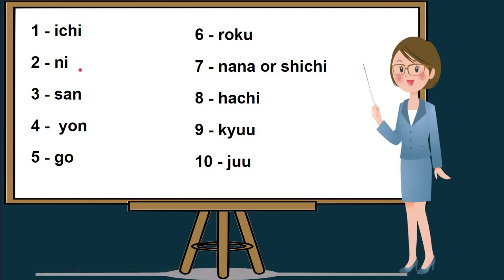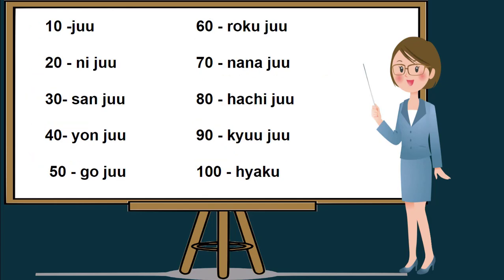Ichi, ni, sang, yong, go, roku, nana, hachi, kyu, ju. I hope you still remember how to count from 1 to 10 in Nihongo. From the previous lesson, I also taught you how to count by tens in Nihongo from 10 to 100.